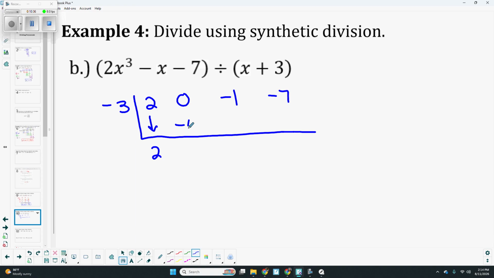Negative 3 times 2 is negative 6. Add these together to get negative 6. Negative 3 times negative 6 is positive 18. Add these together to get positive 17. Negative 3 times positive 17 is negative 51. Add these together, we get negative 58.